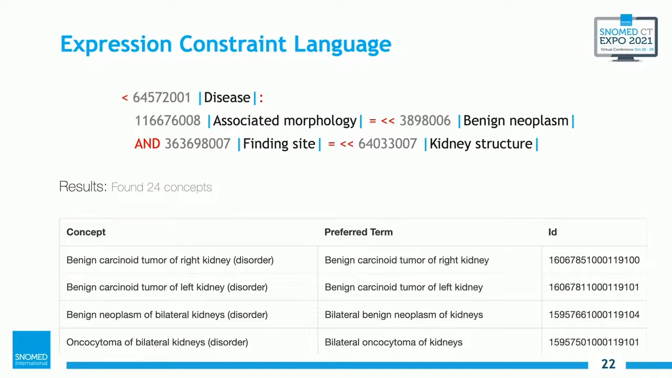If we execute this query against the July 2021 international release of SNOMED CT, we find that there are 24 concepts that match this query. And we can see a few of those concepts in the table on this slide.